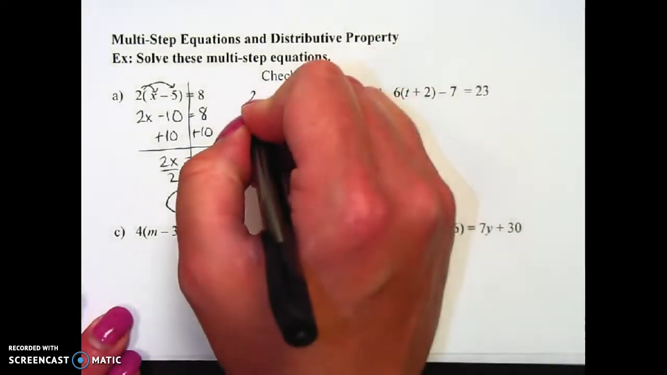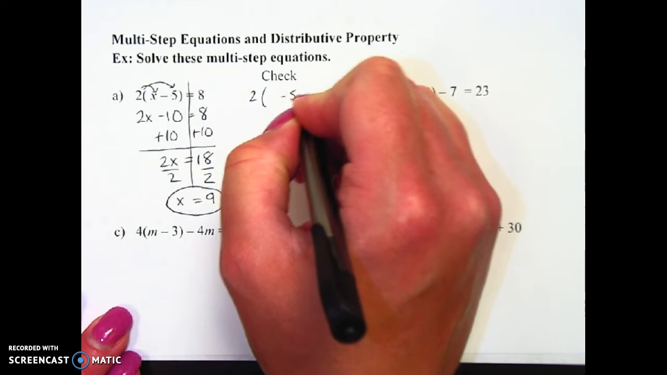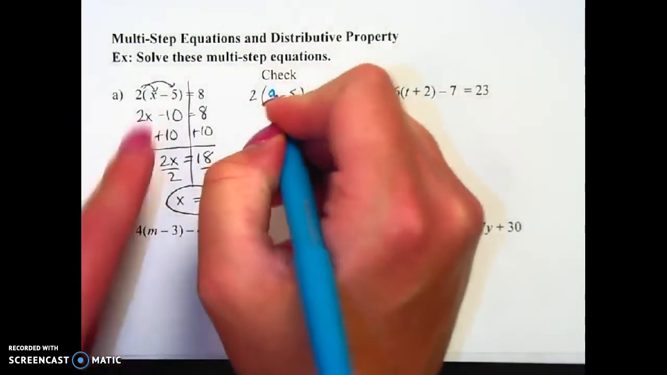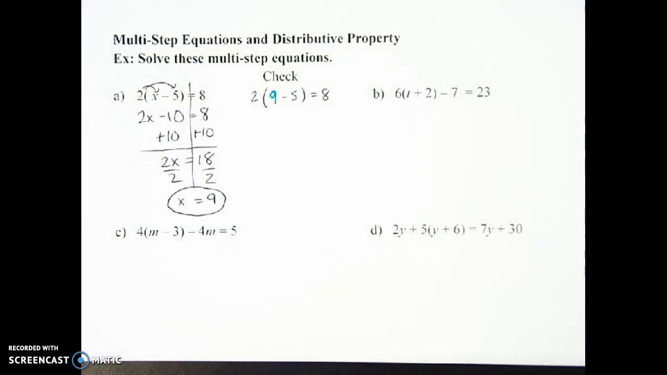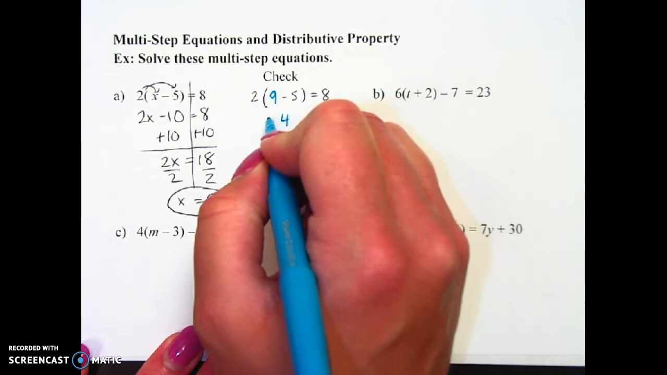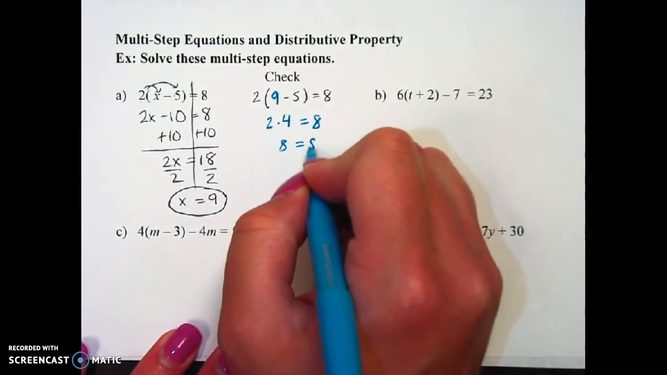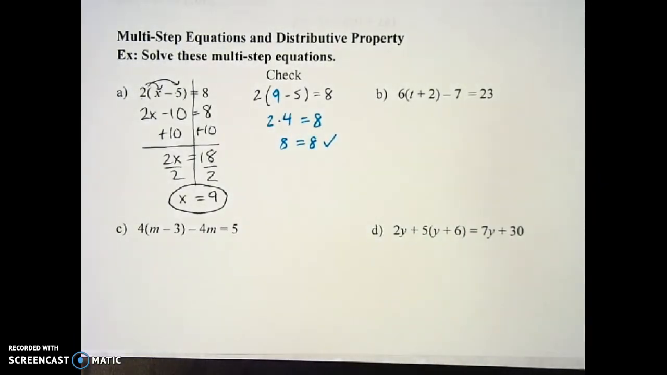My check step, I go back to the very original. And all I do is I put 9 in there where I see x. Okay, so order of operations. 9 minus 5 would be 4. And 2 times 4 is 8. So we're good. Okay, so our goal in solving the equation was to undo those steps.